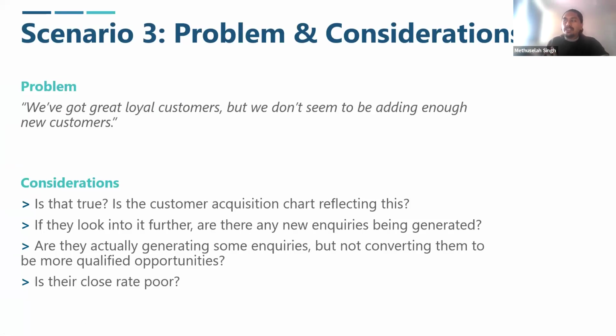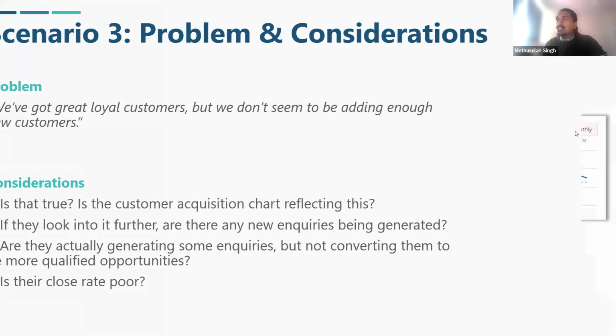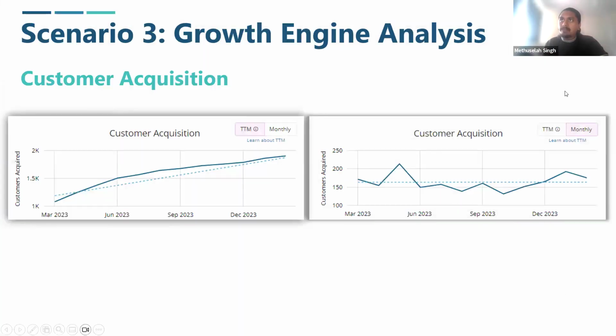If you look into it a little bit further, do you actually have enough inquiries being generated to continue growing, or is the close rate on inquiries poor? Are they generating inquiries, but the opportunity rate is poor as well? So there's a bunch of different things you have to consider. The first thing you probably check is the customer acquisition chart.